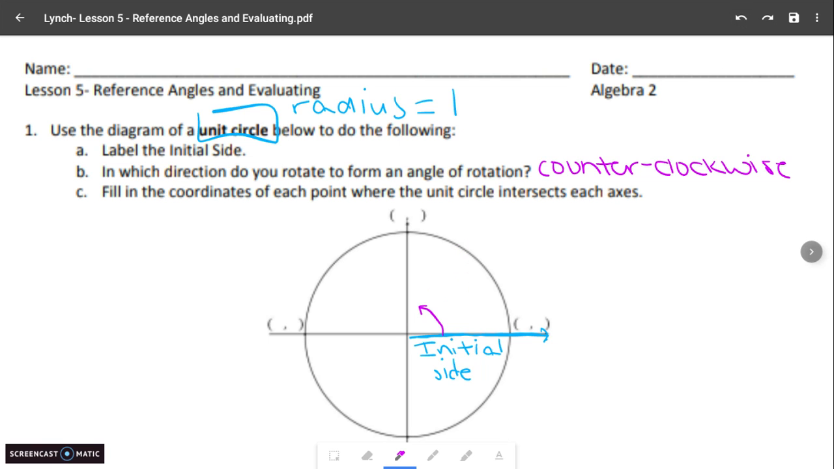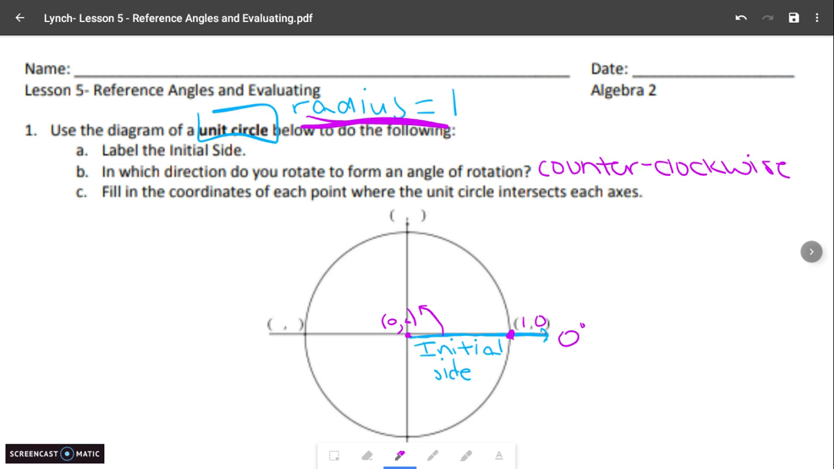Part C, fill in the coordinates of each point where the unit circle intersects each axis. So if you remember, the unit circle is centered at the origin. And I said up above that the radius is 1. So that means over here on the right side, we call this 0 degrees because it's before we rotate anywhere. Your initial side also happens to be the terminal side if you don't move. The coordinates of that point would be 1, 0.